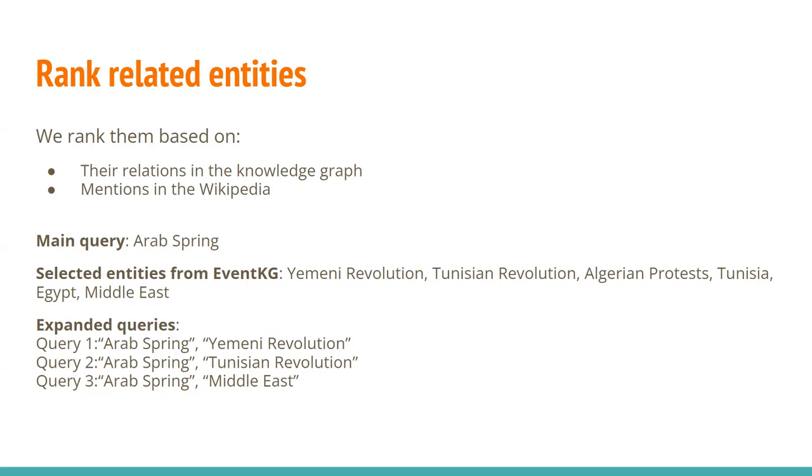Some of the top selected entities from EventKG related to Arab Spring are Yemeni Revolution, Tunisian Revolution, Algerian protests as sub-events, and Tunisia, Egypt, and Middle East as locations of Arab Spring. Then we expand the main query, Arab Spring, using these related entities. These are some of the expanded queries. Like the first one is Arab Spring and Yemeni Revolution, second one Arab Spring and Tunisian Revolution, and third one Arab Spring and Middle East.